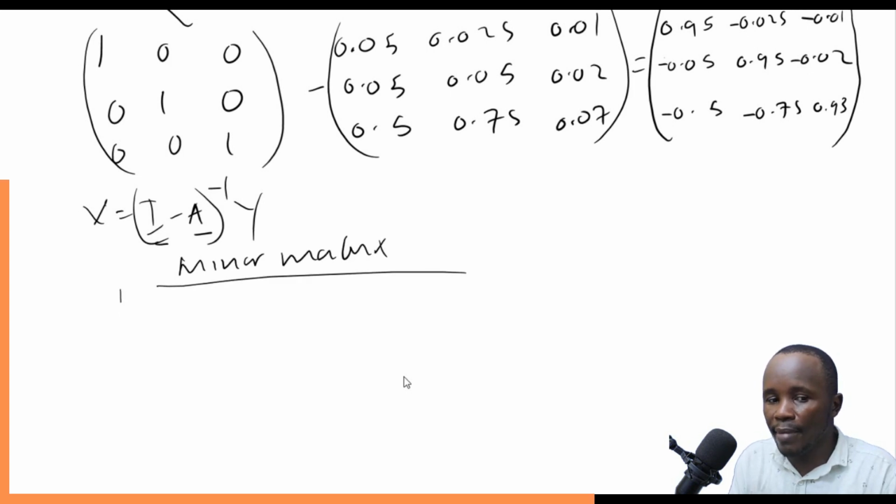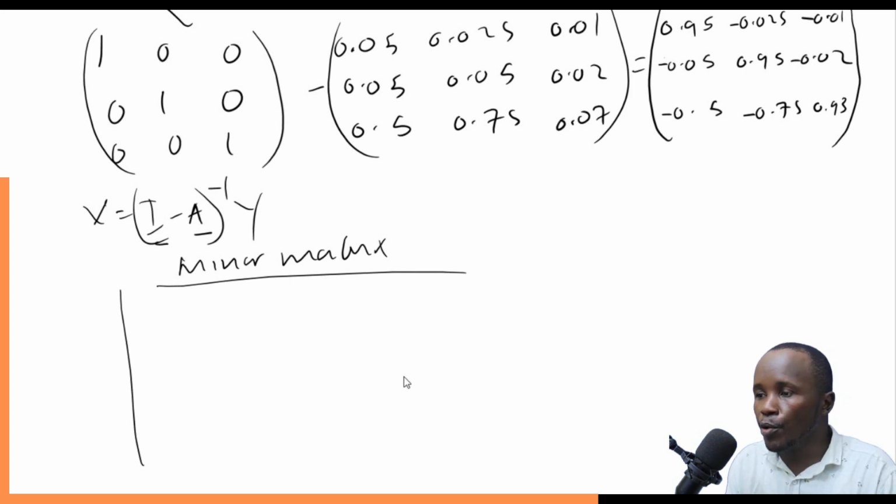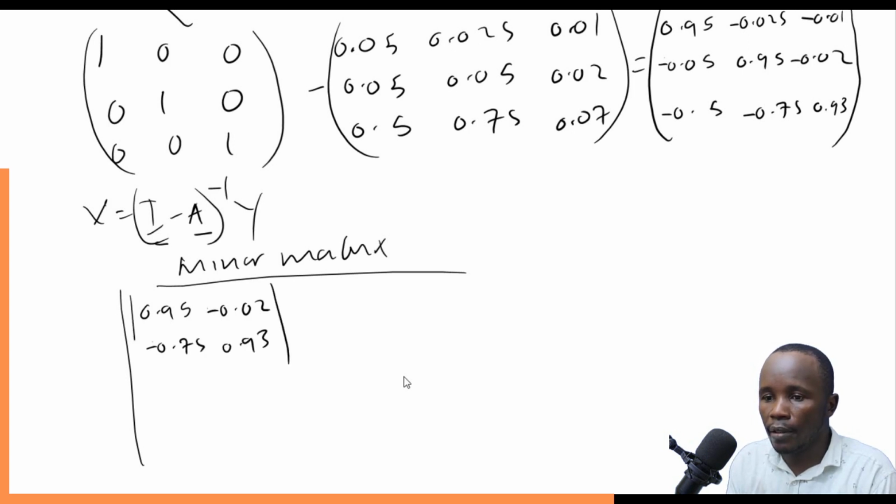To find the minor matrix, you cancel the row and column touching 0.95. You'll be left with 0.95, then negative 0.02, then negative 0.75, 0.93. Where am I getting them? You cancel this one and you cancel this one. You're left with these 4.